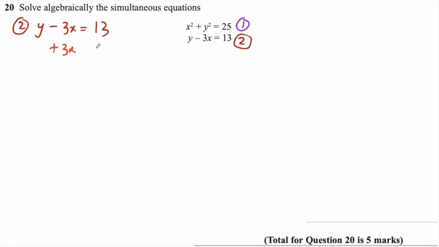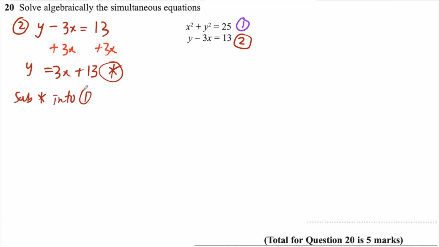So we'll do it by adding 3x to both sides. So that's going to be y equals 3x plus 13, and let me just label it star. Okay, so equation star is y equals 3x plus 13. Now let's make a substitution. So substitute star into 1, right? Because we always substitute it in the other equation.